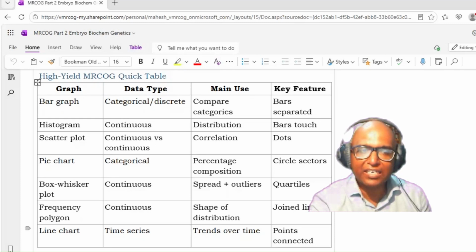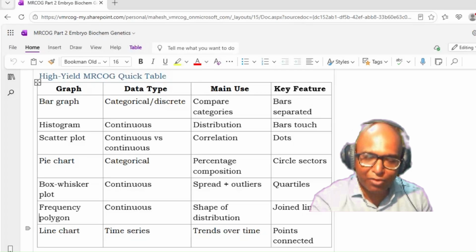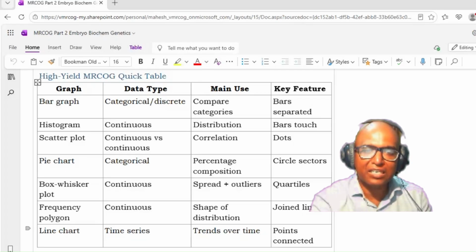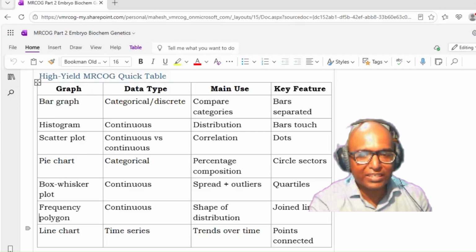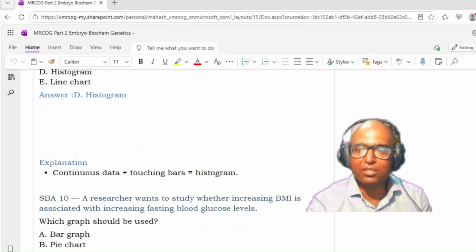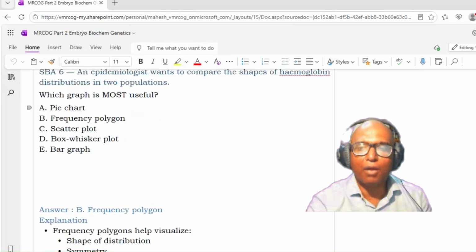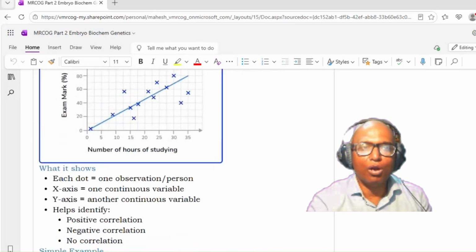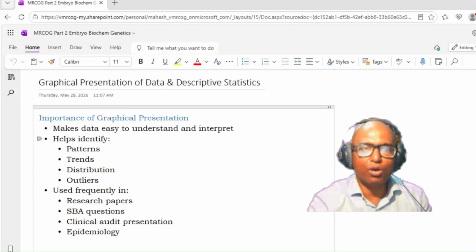Box and whisker plot, again, is for continuous data. It talks about the spread as well as outliers, and the key feature is the quartile. Then there is the frequency polygon. It is for continuous data. The main use is for the shape of the distribution, and it is joined by lines. Then the line chart is for time series. It talks about the trend over time, and the points are connected. Okay, so that finishes today's session about the graphical presentation of data.